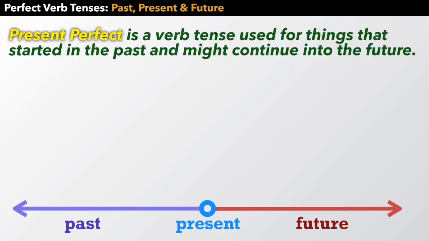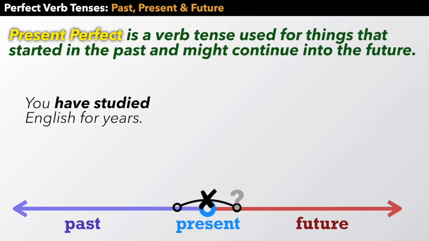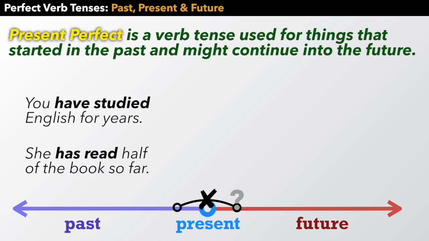Present perfect is a verb tense used for things that started in the past and might continue into the future. You have studied English for years. She has read half of the book so far. Maybe she will finish, maybe not.